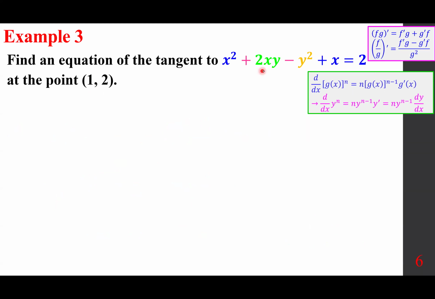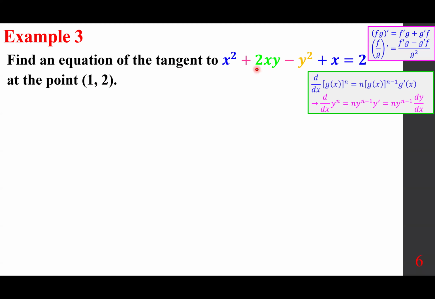Find an equation of a tangent line to x squared plus 2xy minus y squared plus x equals 2. At this point, how do you find the equation of any line? You need a pair x comma y, it's given. You also need its slope. For a tangent line, you find the derivative, you plug in, and it becomes the slope. Please understand the derivative is not the slope of a tangent line, it represents infinitely many.